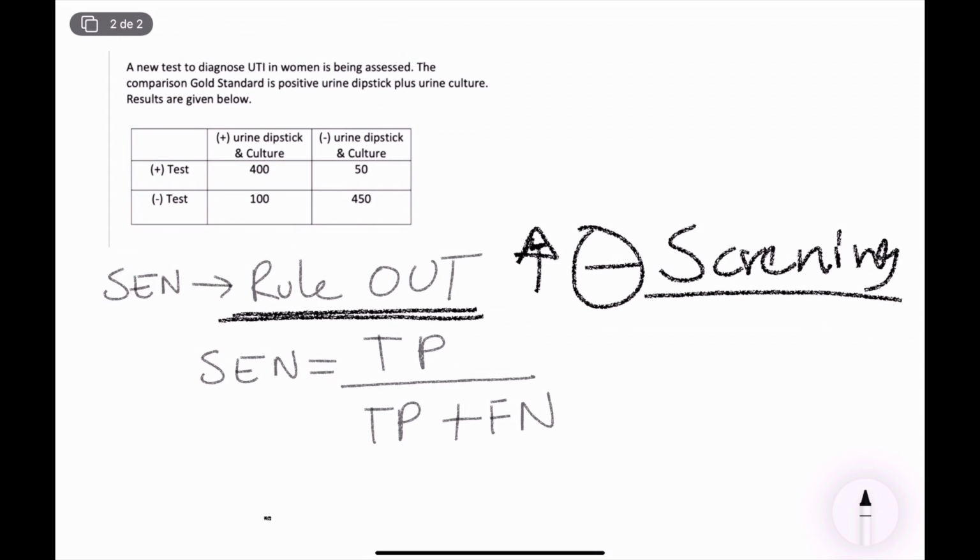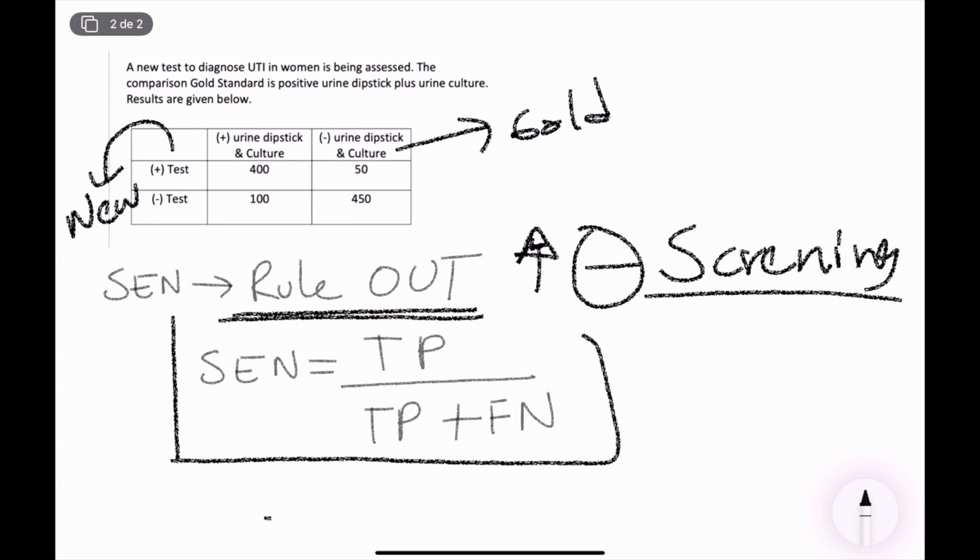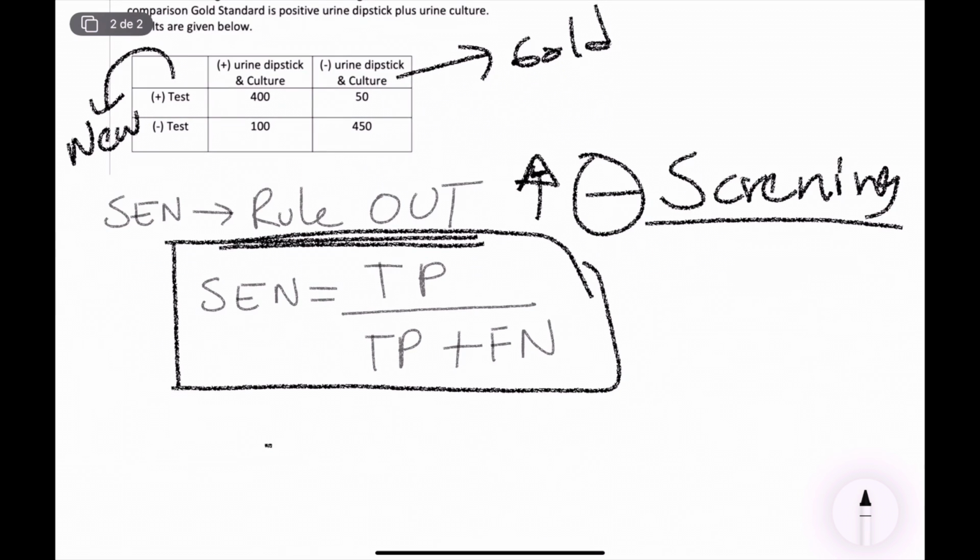It says a new test to diagnose urinary tract infection in women is being assessed. The comparison gold standard is positive urine dipstick plus urine culture. Results are given below. So this is the gold standard. This is the new test. So this is the formula that you must memorize for the exam. It says that true positives divided by true positive plus false negative.